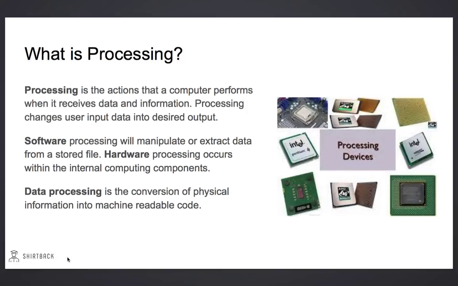Processing are the actions that a computer performs when it receives the data and information. Processing is the steps that change user input data into output. Software processing will extract data from a stored file. Hardware processing occurs within internal computing components. Data processing is the conversion of the physical information into machine-readable code.